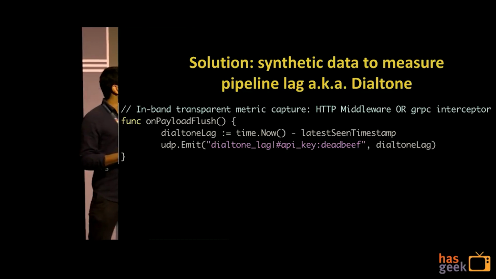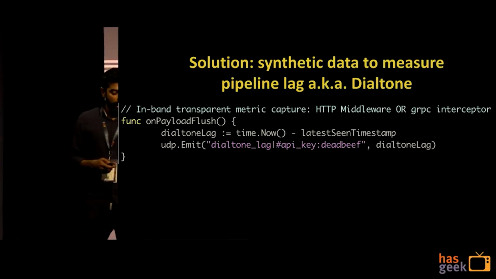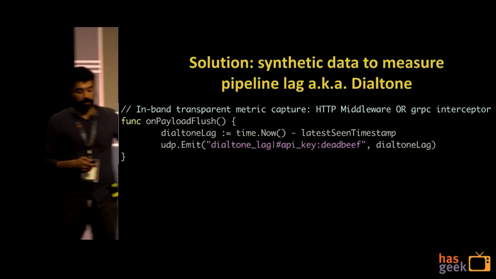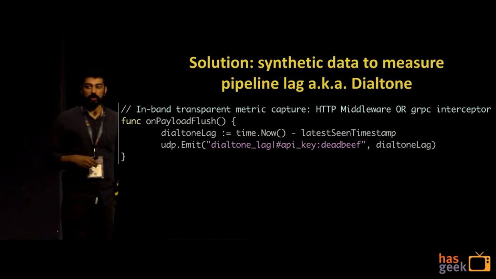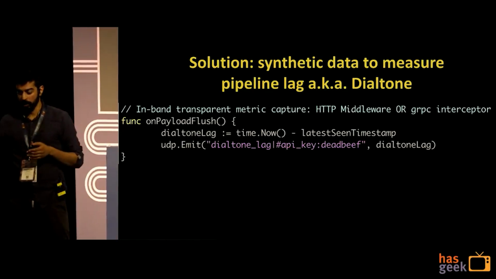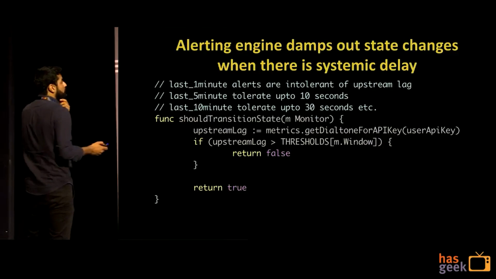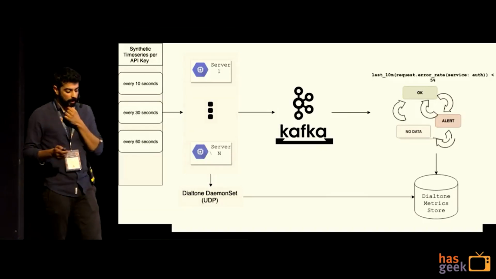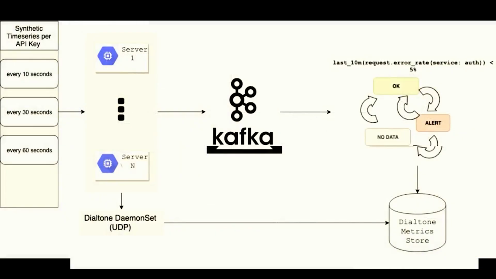And once we captured that actual dial tone lag, we would submit it to a metric source via UDP, and we would scope it by the API key such that every customer that was submitting data to our API would have a dial tone measured, so that we could handle the fact that customers get put into different shards, they might get load balanced and distributed to different places based on their API. And this ended up being a rather complicated system to implement, but it gave us a lot of really good feedback. So we had a synthetic time series generated per API key.